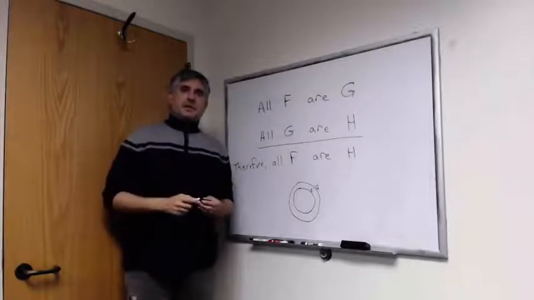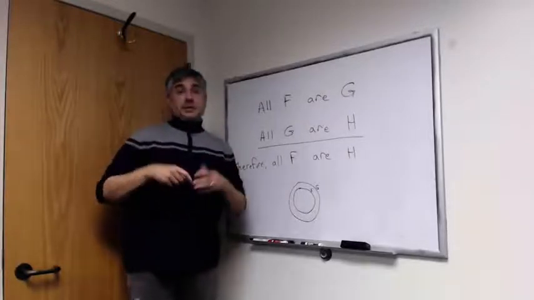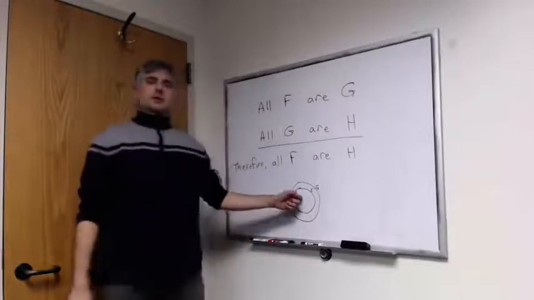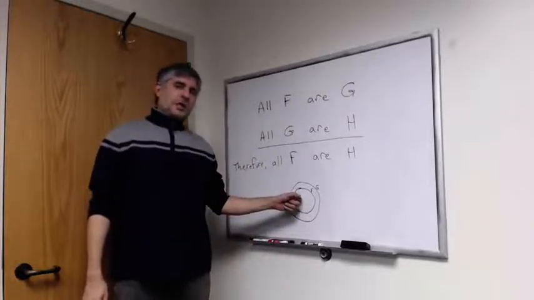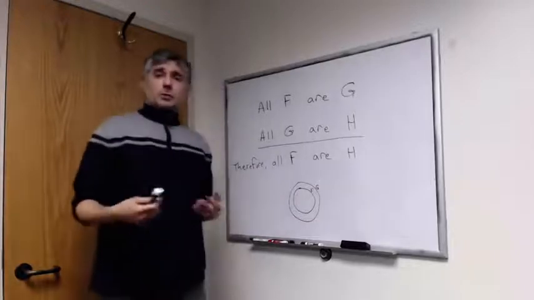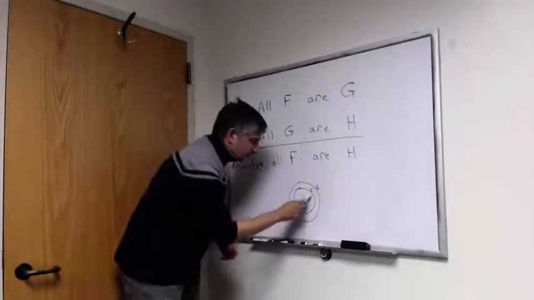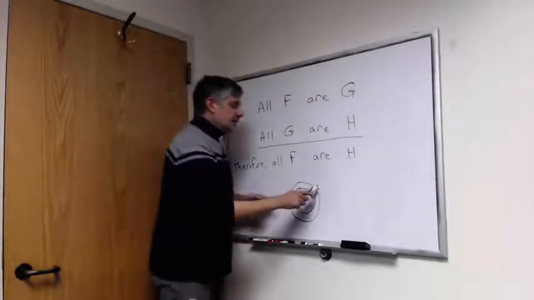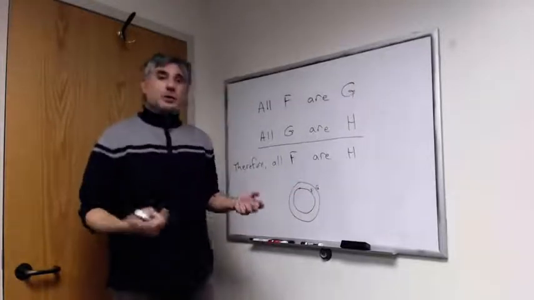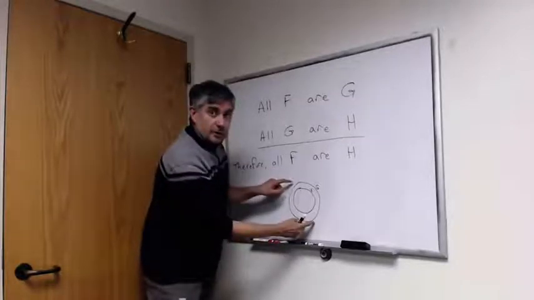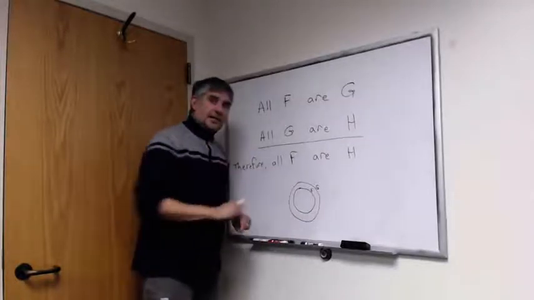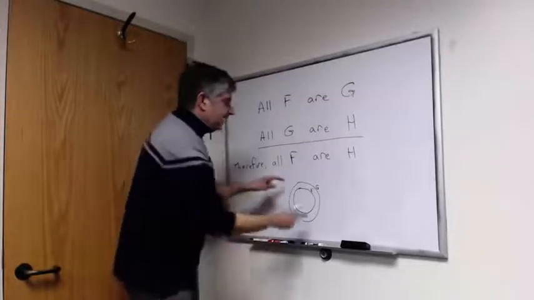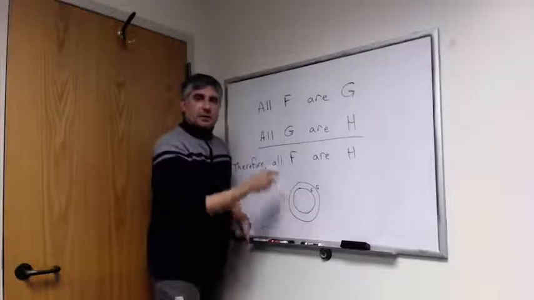So if F is the category of being a square, then this interior circle represents all of the squares. If F is the category of being a squirrel, then the interior circle represents all of the squirrels. If G is the category of being a rectangle, then this exterior circle represents all the things that are rectangles. If G is the category of being a mammal, then the exterior circle represents all the things that are mammals.